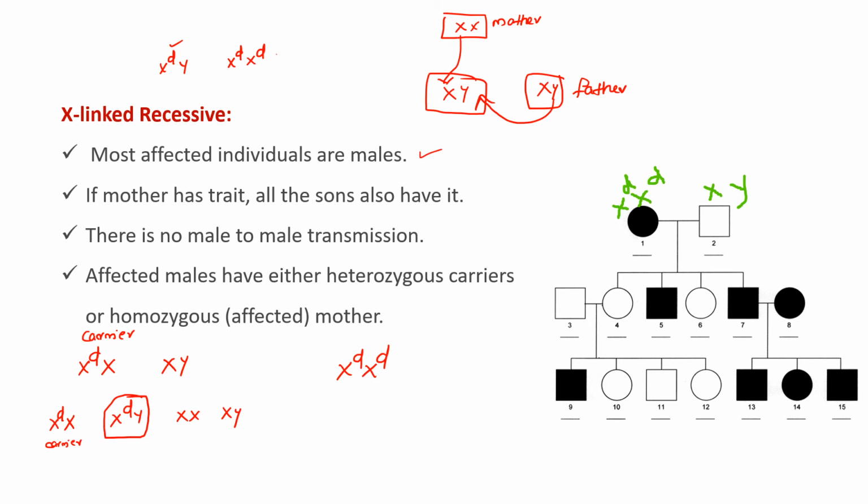And here we can do a cross between affected mother, that means homozygous mother, and normal father. Okay. So we will get XDXd. XDXd means carrier female offspring.